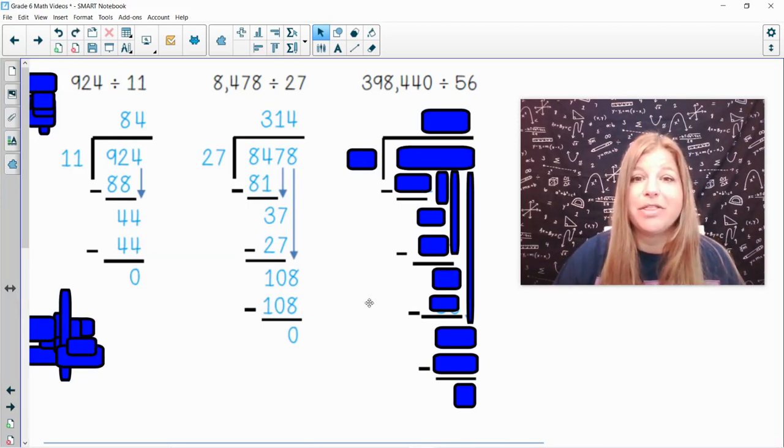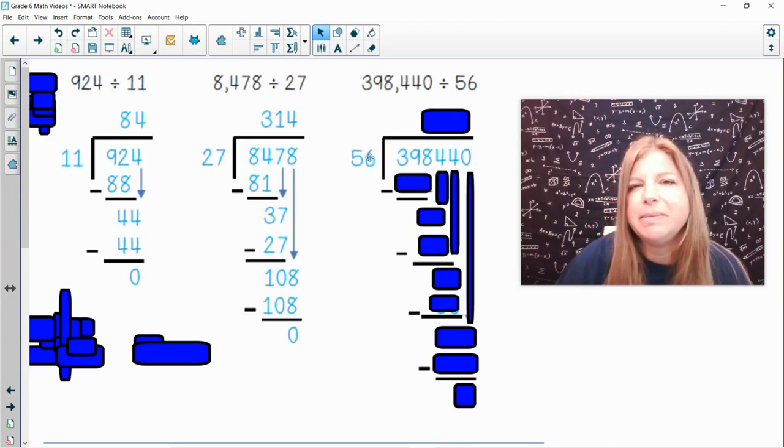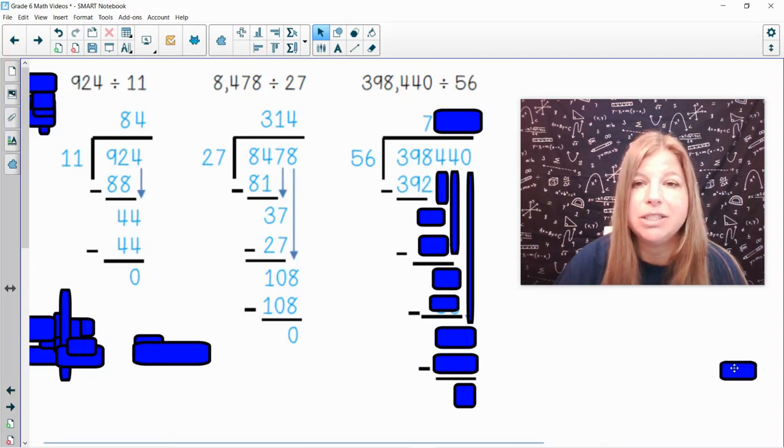All right, and the last one, 398,440 divided by 56. Does 56 go into 3? No. Does 56 go into 39? No. Does 56 go into 398? It definitely does. So I have to look at 56, maybe do some estimation, like 56 times what? Well, times 8 would definitely go over. Times 7 seems pretty good, 56 times 7. So 50 times 7 is 350. 6 times 7 is 42. 350 plus 42 is 392. That's pretty close.